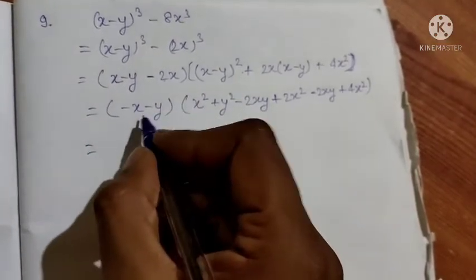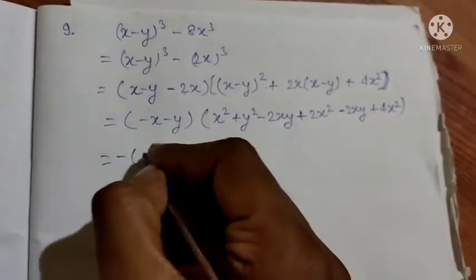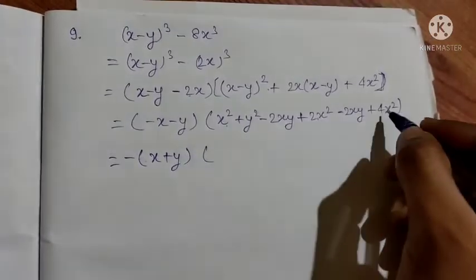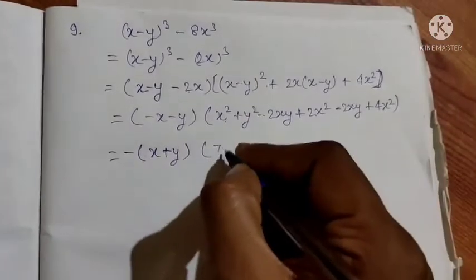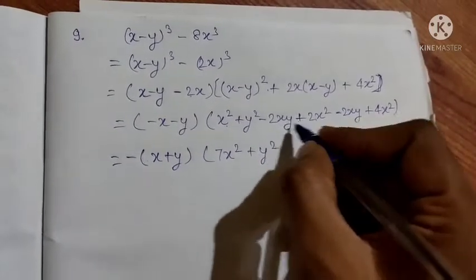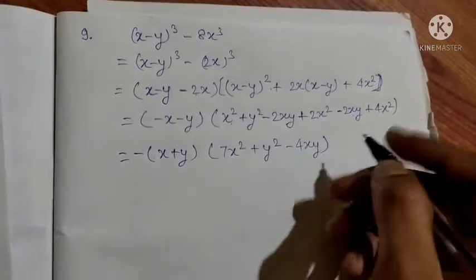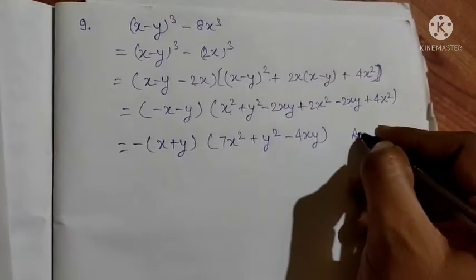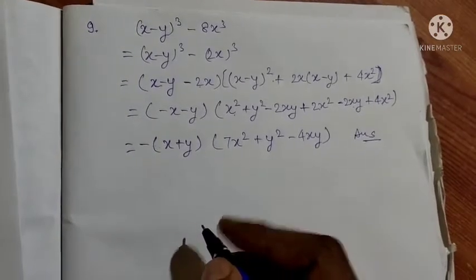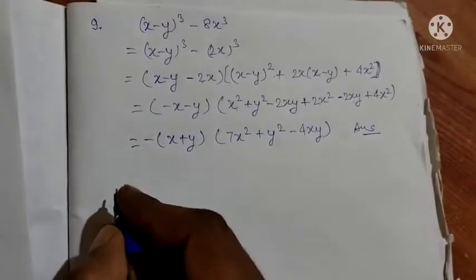when we are taking minus as common from here, then it is minus x plus y, x square plus 2x square plus 4x square becomes 7x square, plus y square minus 2xy become minus 4xy. This is your answer. Okay, all right. Now question number 11.